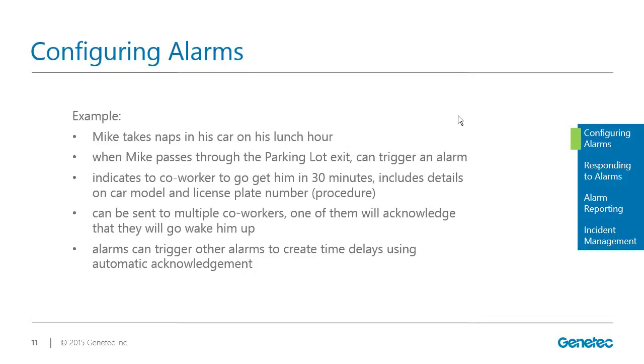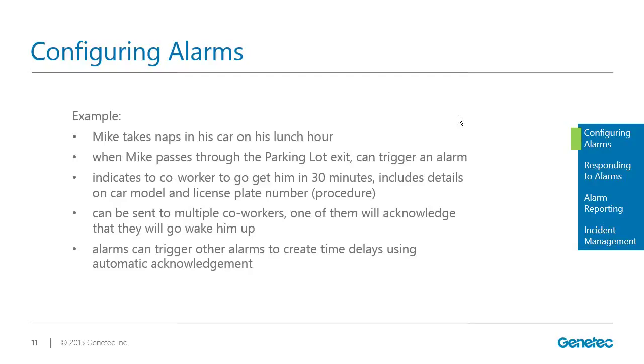And there is actually a way that we can delay that as well using nested alarms. So that basically indicates to a coworker, you can have a set of trusted coworkers in there, that in 30 minutes we should go get Mike out of his car. One kind of cool thing we can do with this too is put details on the car model, his plate number, the color of the car, things like that, in what's known as a procedure.